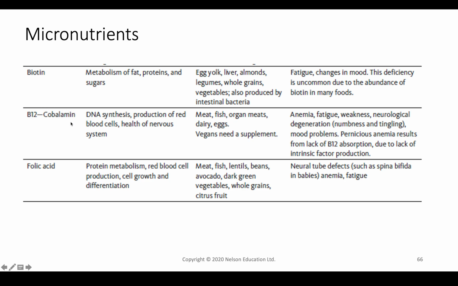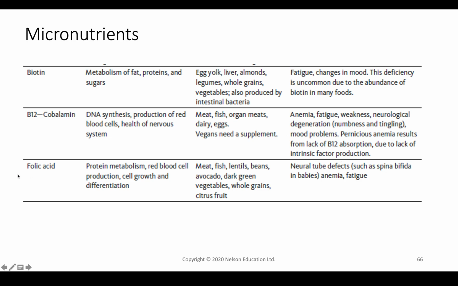B12 or cobalamin is involved in DNA synthesis and red blood cell production. So again, you're going to see anemia if you're deficient, as well as weakness and fatigue. But we're also going to see, because it's involved in the nervous system, numbness and tingling or other neurological degradations, as well as emotional swings and mood problems. And this can often happen from lack of absorption. So it's not necessarily that you're not ingesting as much, but if you have a deficiency in absorption because you're not making enough of the IFs or intrinsic factors, you can end up appearing as though you have deficiencies.